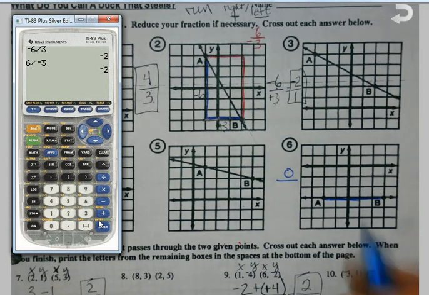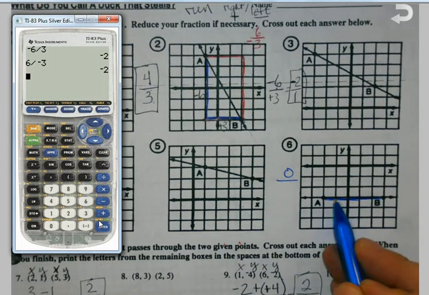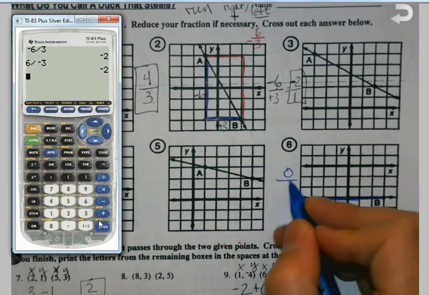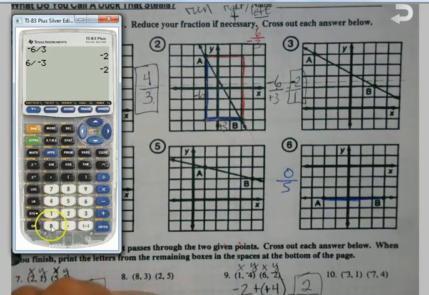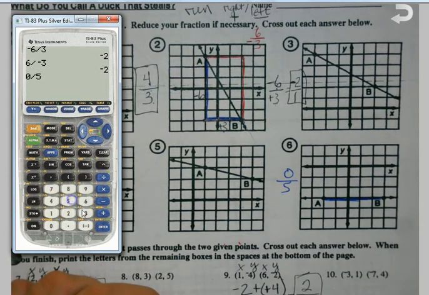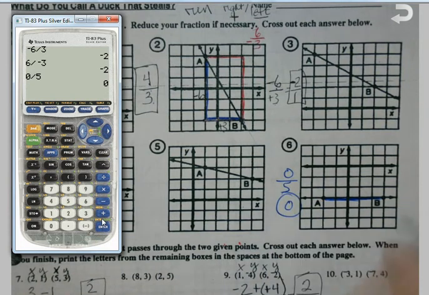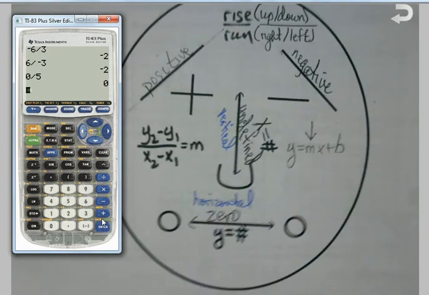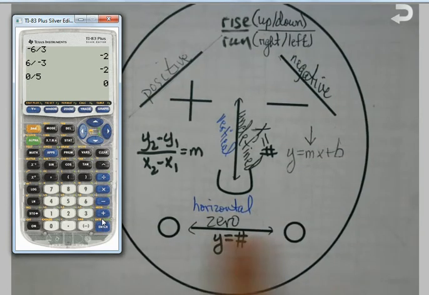Well, let's see. And then to get from A to B, I go 1, 2, 3, 4, 5. If we're not sure, 0 divided by 5 is 0. So my slope is 0 on this one. Because remember, here goes Mr. Slope Guy again. If it's a side-to-side line, if it's horizontal, my slope is going to be 0.